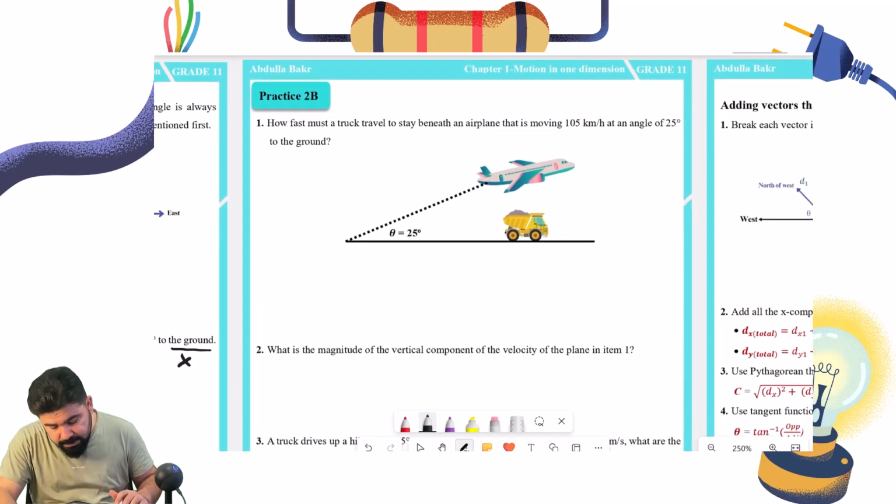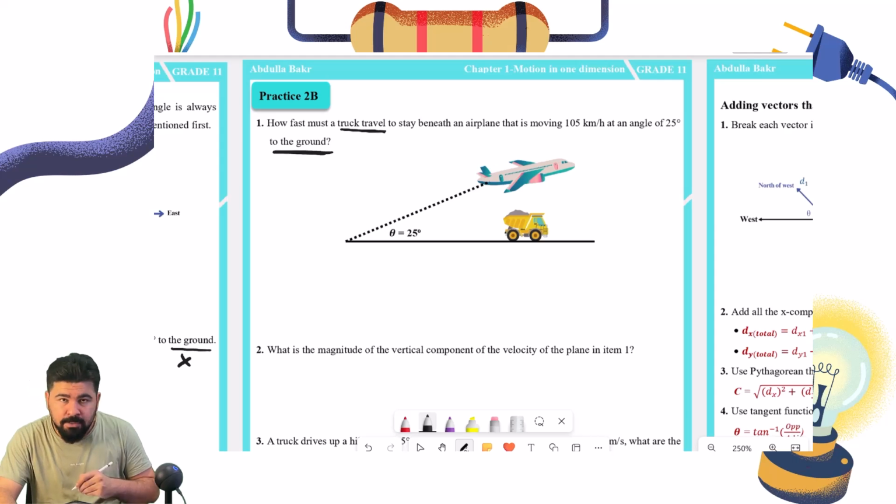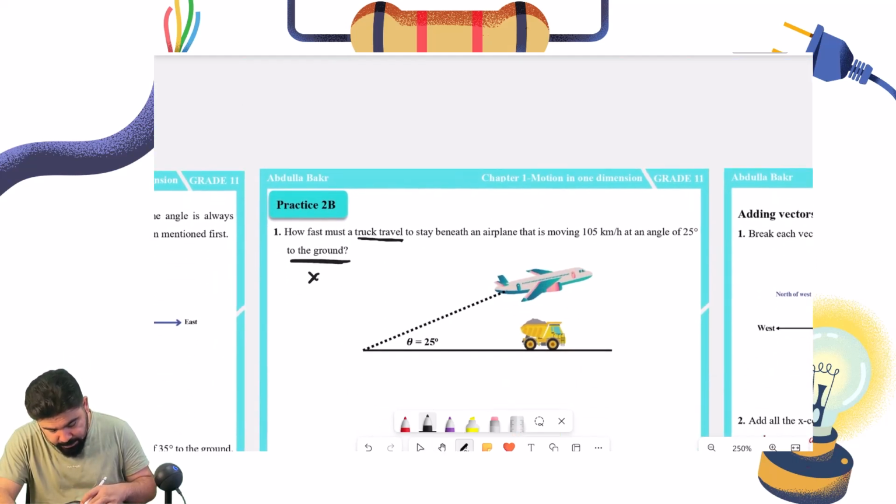It says, how fast must a truck travel to stay beneath an airplane that is moving 105 kilometers per hour at an angle of 25 to the ground? Okay, so it needs only the truck's velocity. You see, to the ground, what does that mean? It means the x-axis. Careful. Okay, so the angle is made with the x-axis.